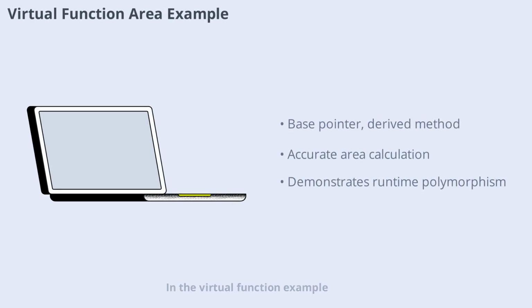In the virtual function example, the base class shape declares a virtual calculate method. The derived classes rectangle and square override this method to provide their own area calculations. When you call calculate through a base class pointer, the correct derived class method is executed, giving you the expected results for each shape.